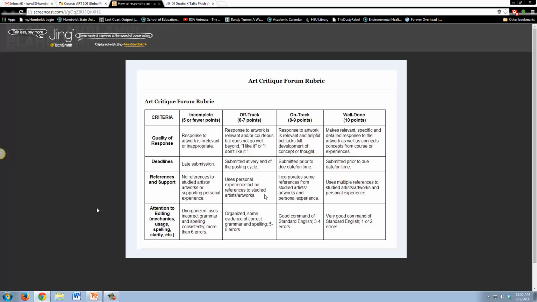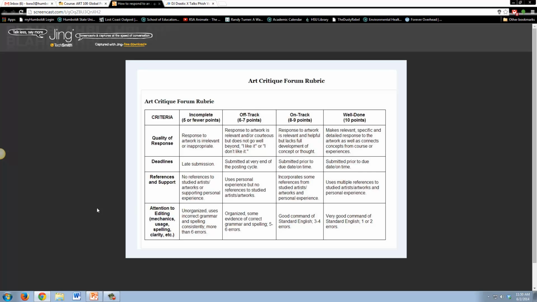Up in front of us now, we see the Art Critique Forum rubric. This is an image that I pulled directly off of Moodle. Our Art 100 Moodle site has many rubrics for you to see how to get the score that you desire for the assignments. In the Art Critique Forum rubric, you'll notice that there's a quality of response. You'll notice that there is a deadline for when those responses come in. There are references to and support. And then finally, command of standard English with very little errors. The biggest issue here is that your response is relevant, specific, and detailed to the artwork, and it connects to course experiences and concepts.